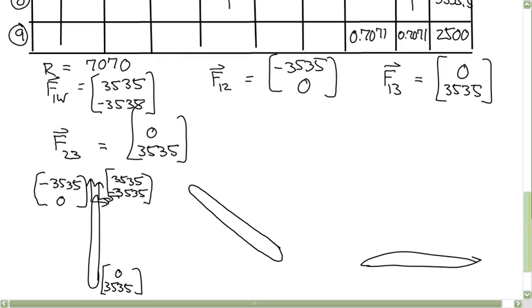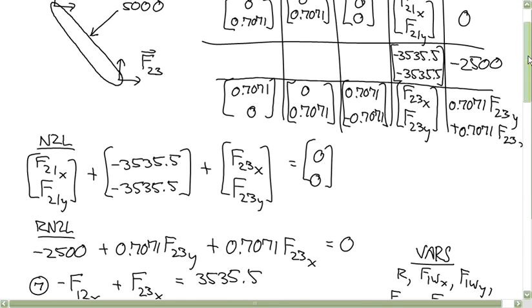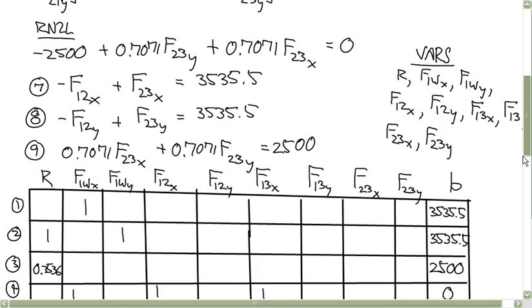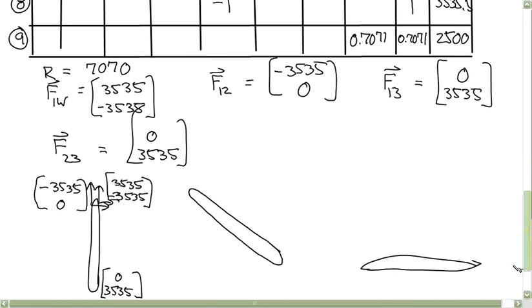And now isolate the diagonal body. We have F21 and F23. And we have this 5,000 Newton force. F21 is the opposite of F12, so that's positive 35.35, 0. And F23 is 0, 35.35.